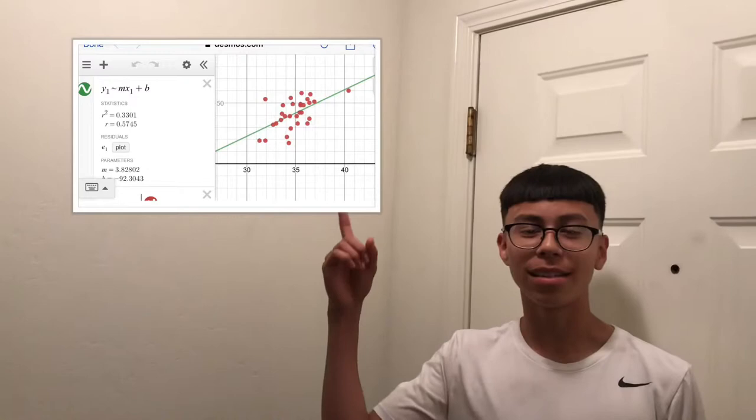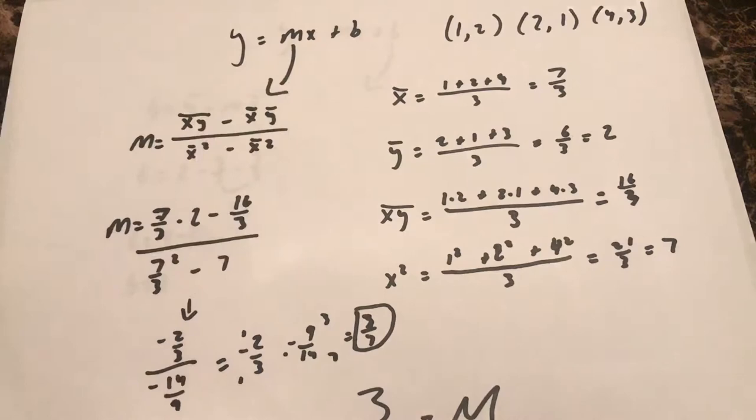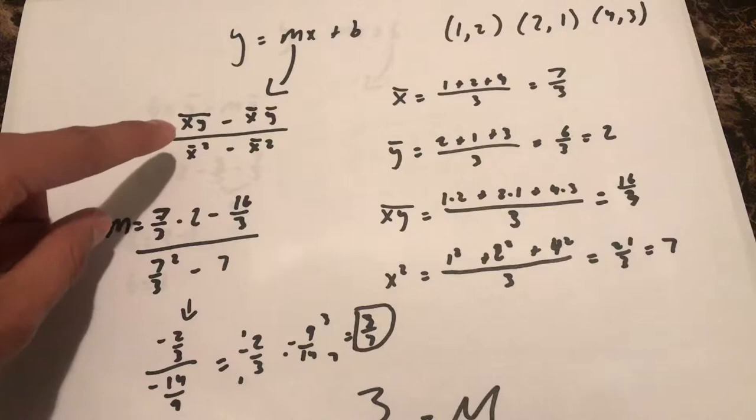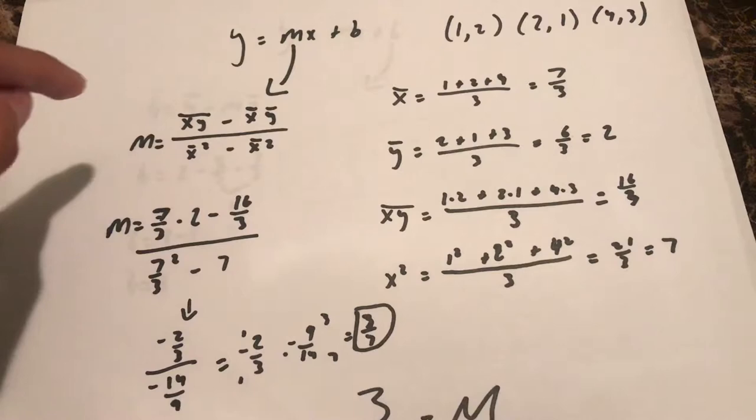Hello, I will be explaining how to find a regression line. To find a regression line, you have to have the equation y equals mx plus b. To find the m, which is our slope, you have to find the average of the x's and y's minus the average of x times the average of y, over the average of x squared minus the average of x's squared. In this situation, I will be using these 3 points.